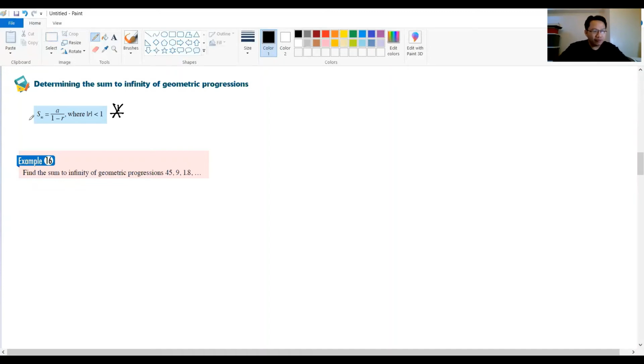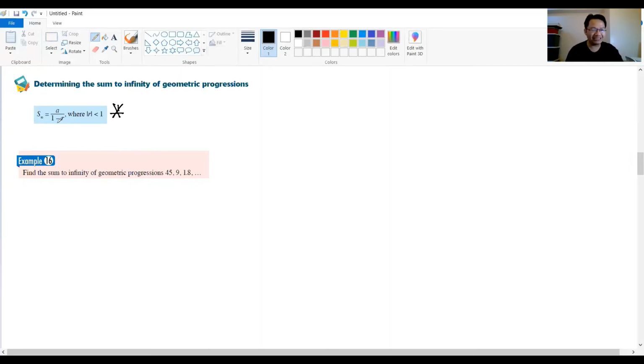From here we have S infinity equals A over 1 minus R. We know A, and we also know R, so it should be no problem for you to use this formula. There are no additional terms and no introduction of new terms. It just uses the regular letters that you always see.